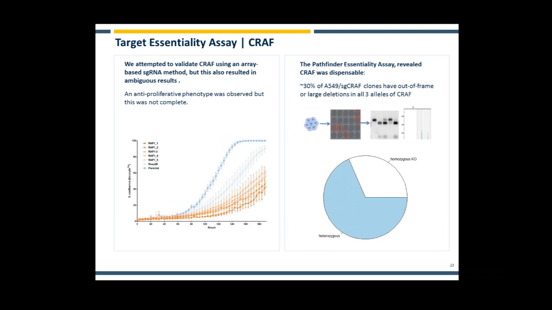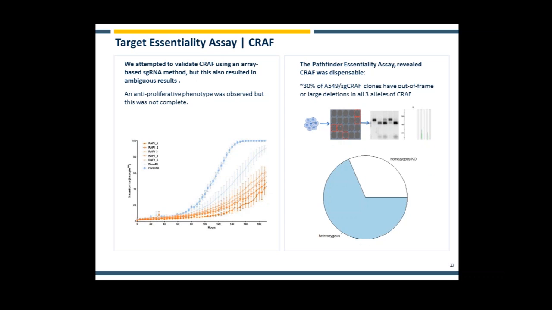And soon after we abandoned this project, the CRISPR-Cas9 system was discovered. And given the promise of CRISPR to overcome threshold events, which we thought may be a contributing factor to the ambiguous data that we obtained in the KRAS mutant lines, we attempted to validate CRAF using single sgRNAs in an array-based assay similar to that used for shRNA.